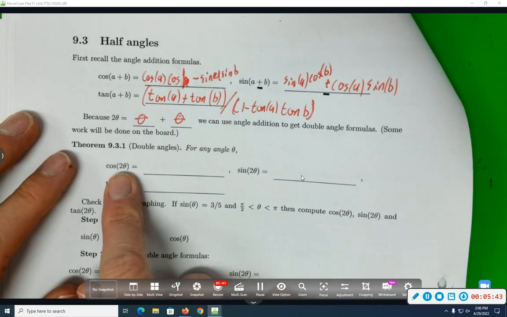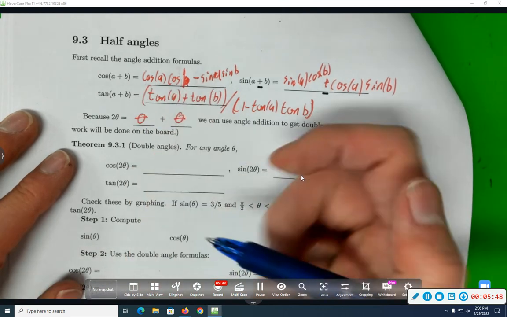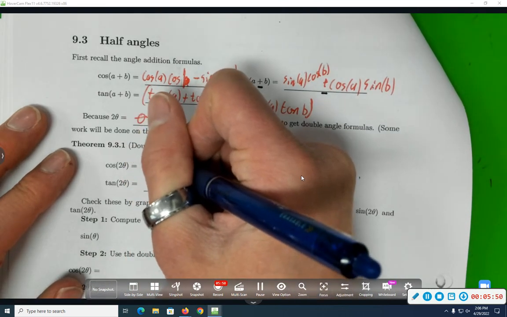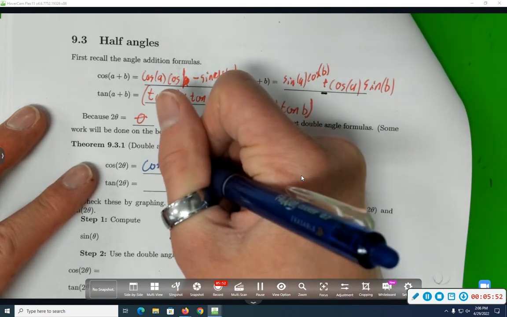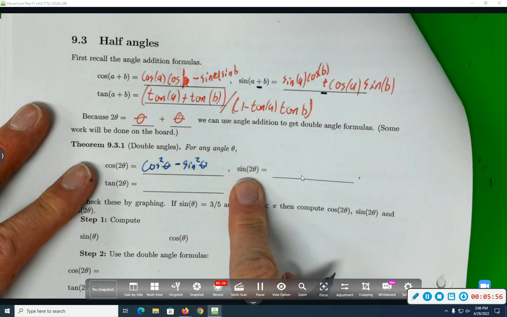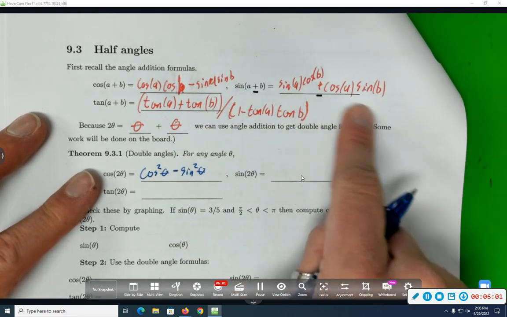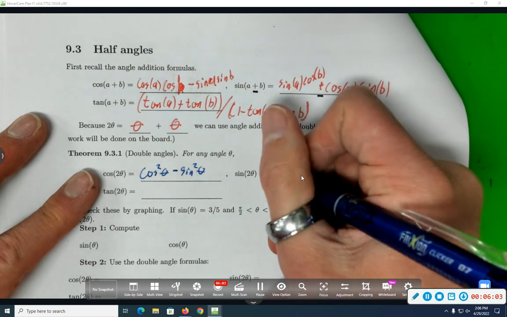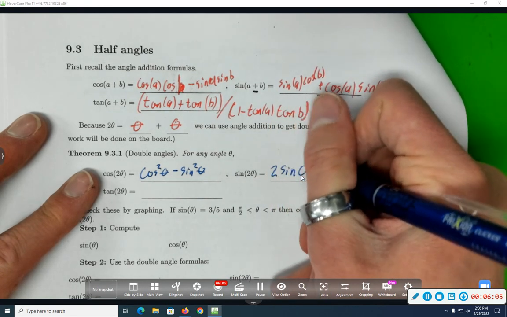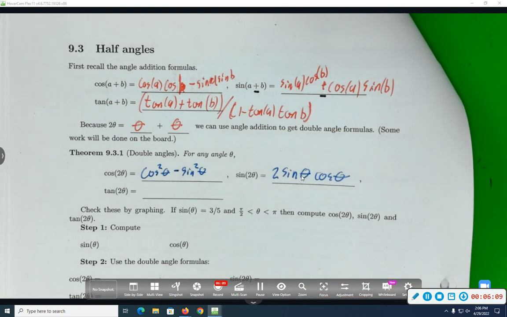So if you want the cosine of 2 theta, that is apparently cosine of theta times cosine of theta, also known as the square of the cosine of theta, minus the square of the sine of theta. Sine of 2 theta is sine theta cosine theta plus cosine theta sine theta. Folks feel pretty good about this so far?